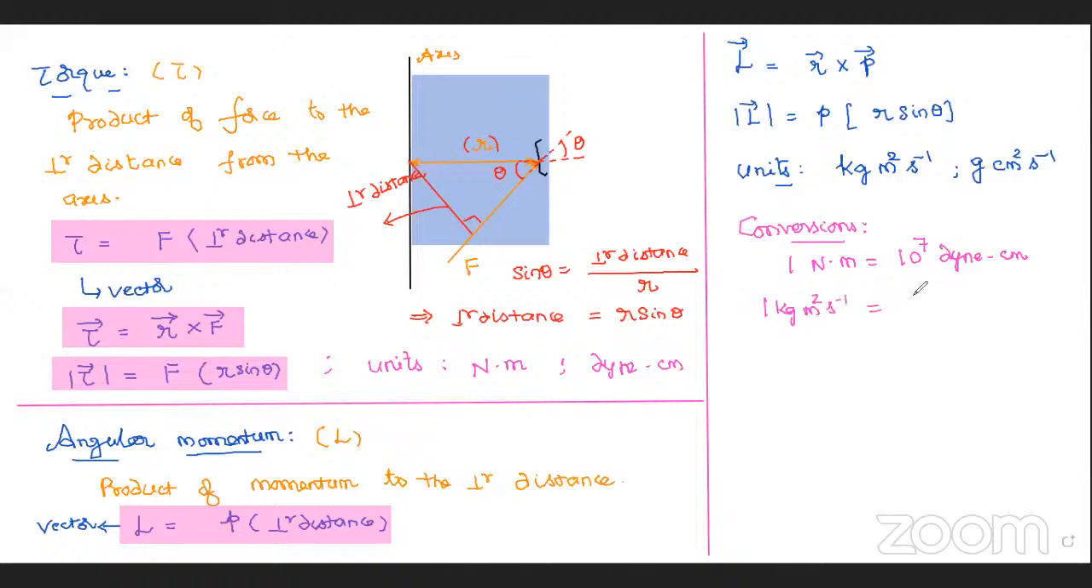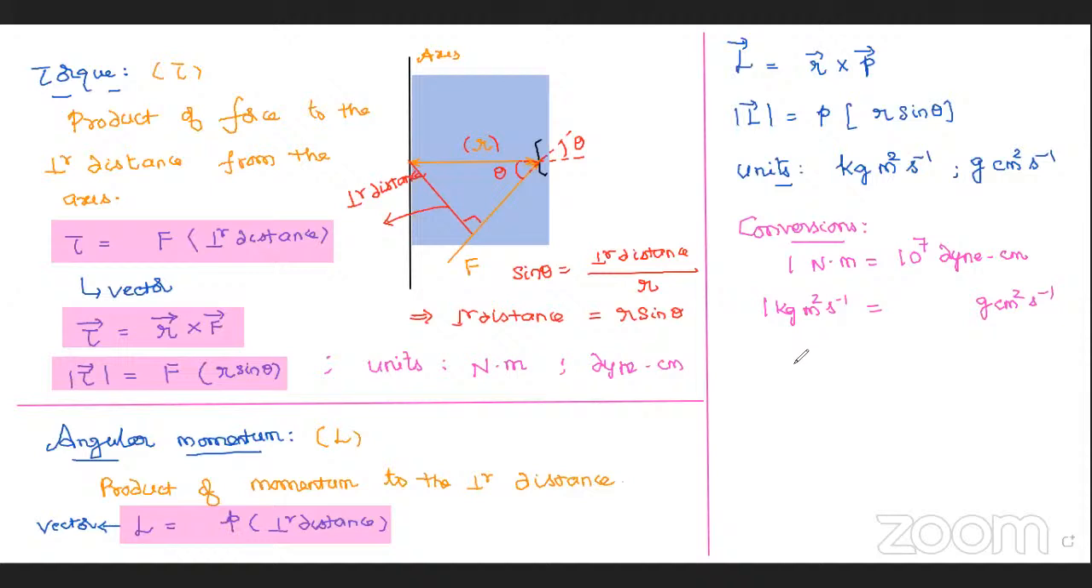If you see here, anybody will say gram centimeter square per second. What did you forget? Ten into 10. Sure. Let me check once.